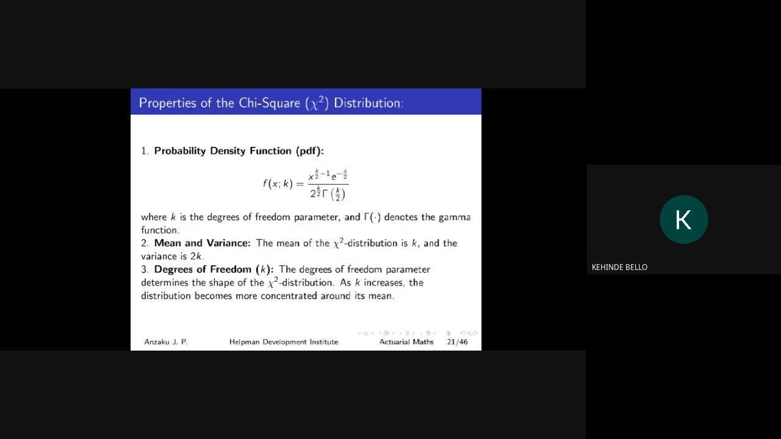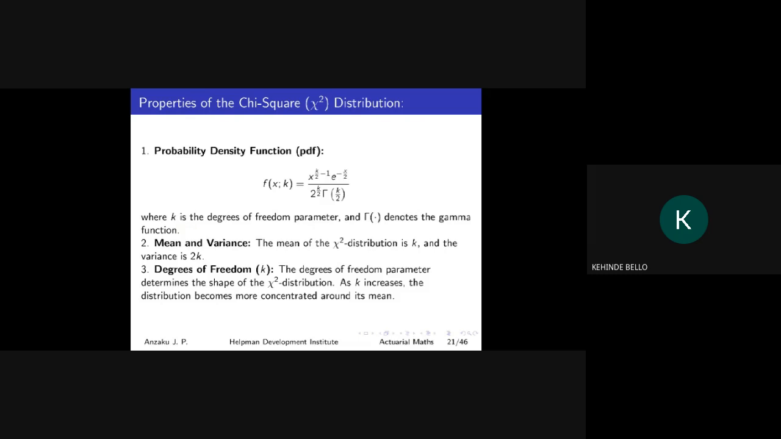The mean of the chi-square distribution is k, and the variance is 2k. That is, the degrees of freedom is the mean of the chi-square distribution, and 2 multiplied by the degrees of freedom is the variance of the chi-square distribution. The degrees of freedom parameter determines the shape of the chi-square distribution. So always, the degrees of freedom determines the shape of the distribution.